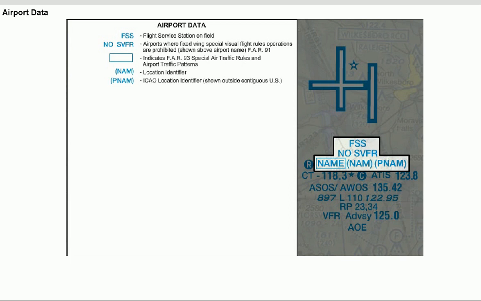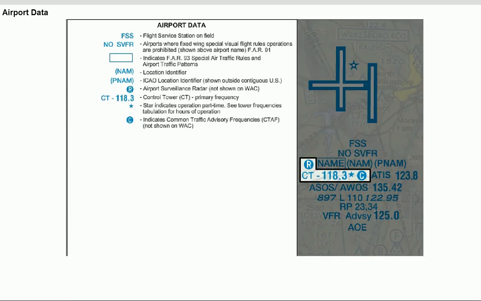However, if the airport is outside the contiguous United States, a four-letter International Civil Aviation Organization or ICAO location indicator appears in the parentheses. The next section contains airport data on radar, radio communication frequencies, and control tower operation. The R in the blue circle indicates airport surveillance radar capability. You can refer to the airport facility directory for ATC approach and departure control frequencies.